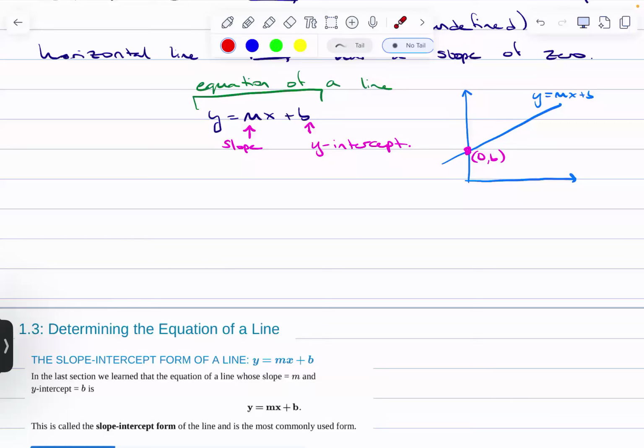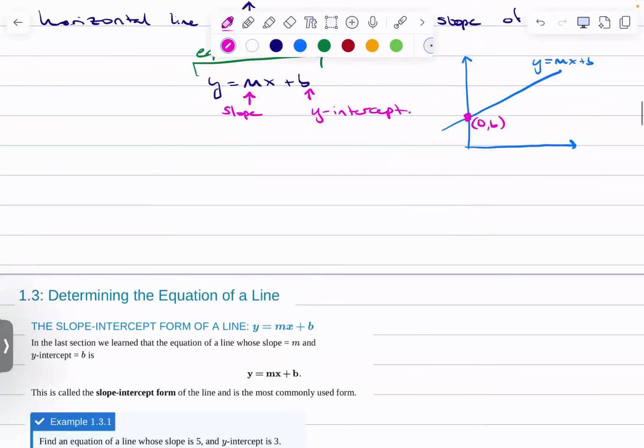Okay, so today we're going to be building lines. And in terms of building a line, the first thing you're going to need is the slope, which is why we spent so much time learning how to find the slope. And so this, y equals mx plus b, is the most common form of a line.